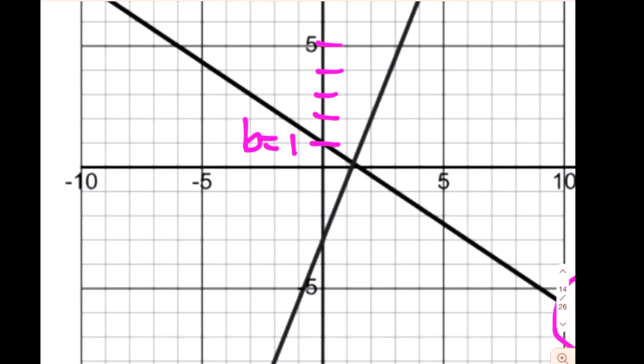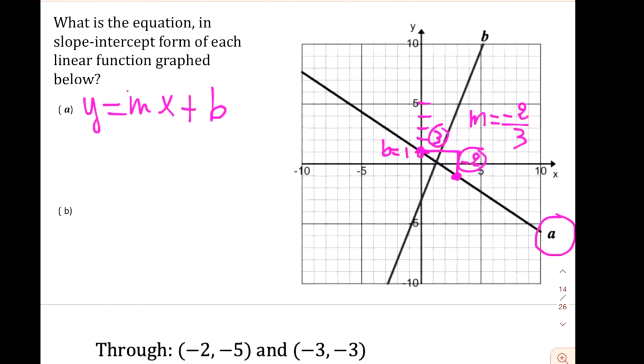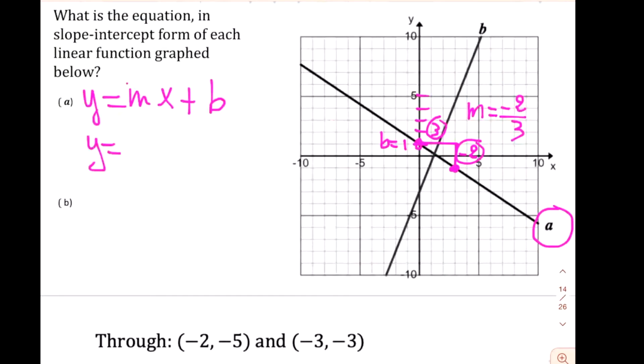Okay, now we need to find the slope. So if I want to go from this point to this point, I count the run and the rise. So the run are 3. And the rise actually is down 2. Okay, so it's negative 2 over 3. That's your slope. M equals negative 2 over 3. Now we go to the equation. So y equals negative 2 over 3, which is the slope, times x plus b, which is 1.